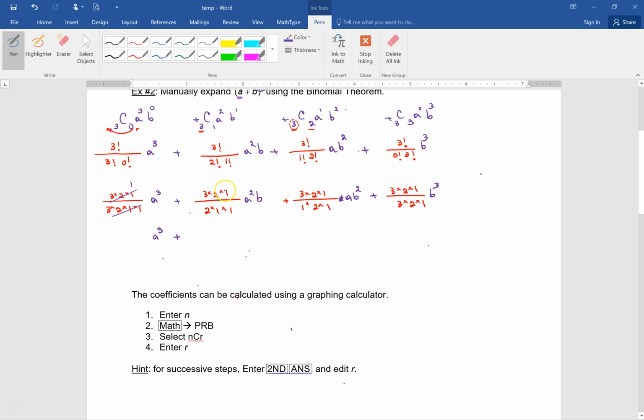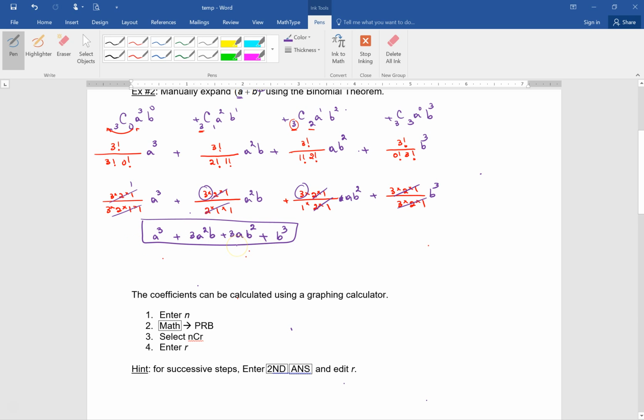Okay, here what cancels? These, so you just have a 3 left. A squared b. And here the 2's go away. You have 3 ab squared. Plus all of these go away, so you have 1b cubed. And there you have it. What would Pascal's triangle have said for the coefficients for n equals 3? It would have said 1, 3, 3, 1. Right? Which is exactly what we got.